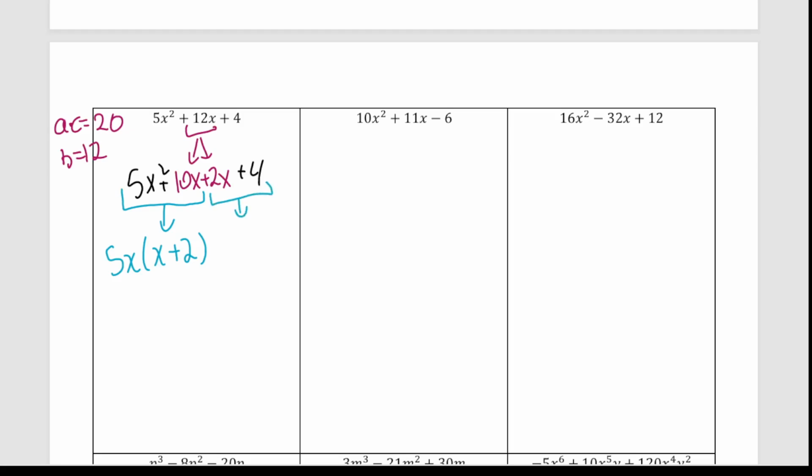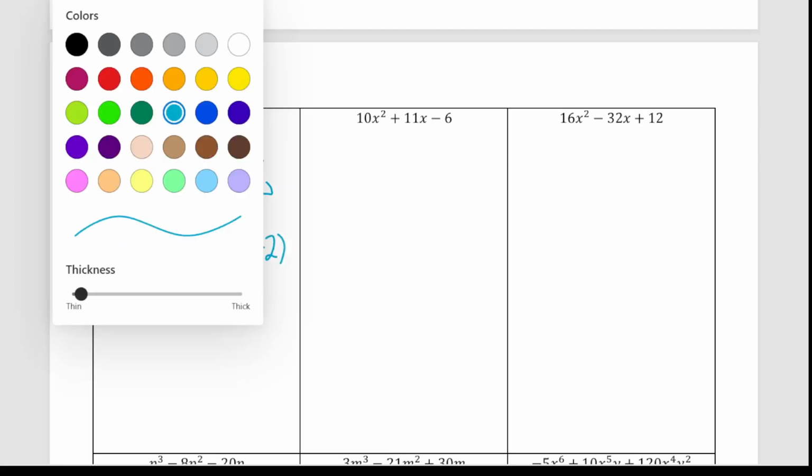In this next group, what's their greatest common factor? That's going to be 2. 2x divided by 2 is going to leave us with x. 4 divided by 2 will leave us with 2. And we are good to go.